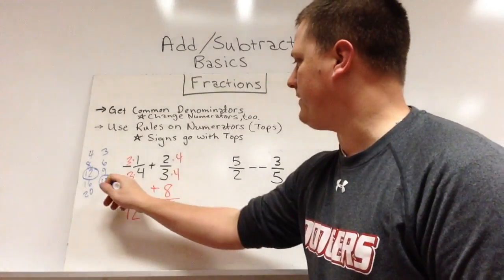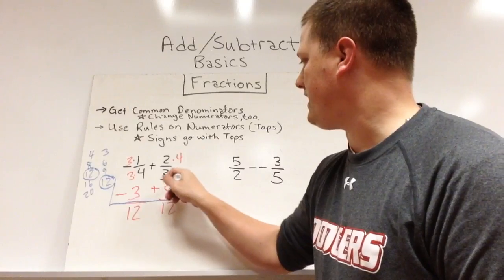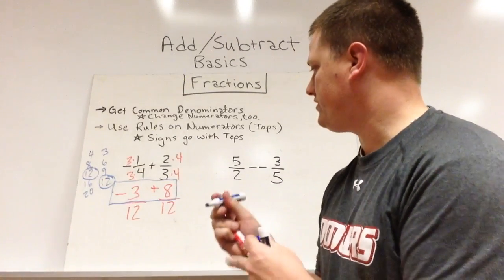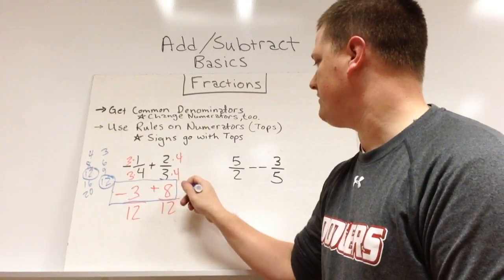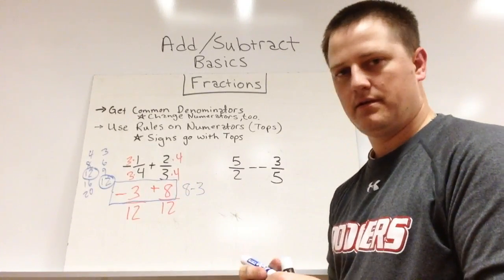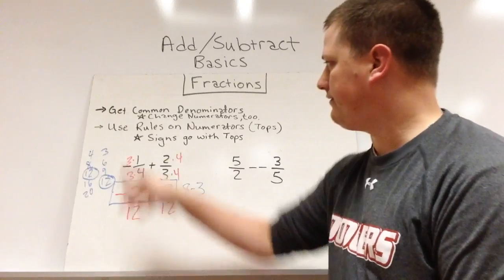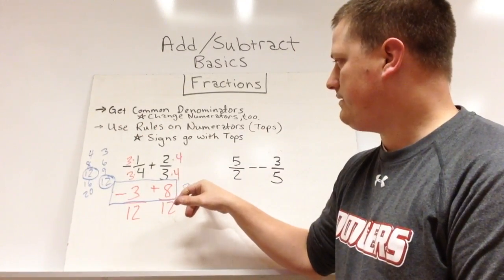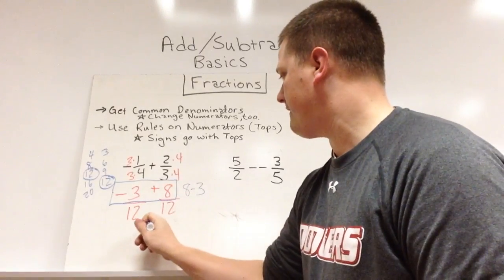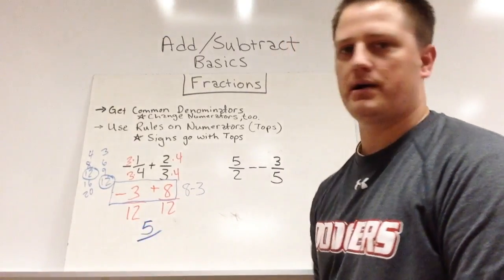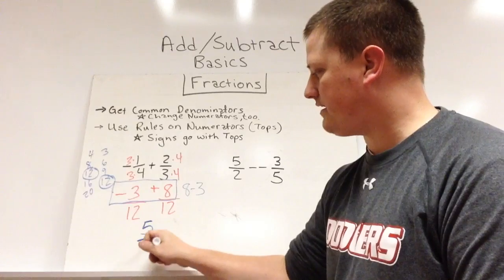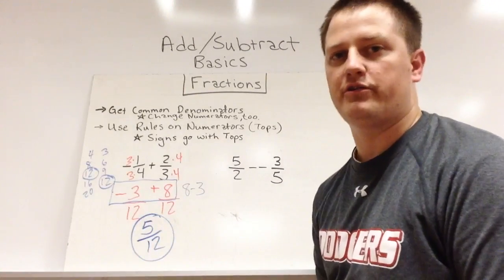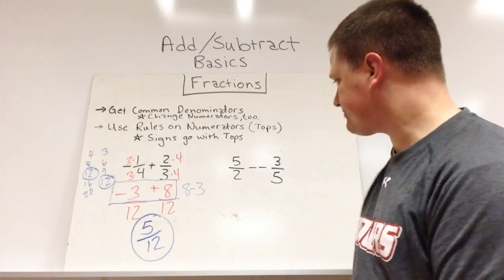Now the math problem that we have to do is really just right here. Negative 3 plus 8, which is really the problem 8 minus 3. When we do our rules to it, use rules on numerators, 8 minus 3 is going to be 5. And here's the easy part. Just write the denominator that we had before. 5 over 12. We can reduce at the end if possible.